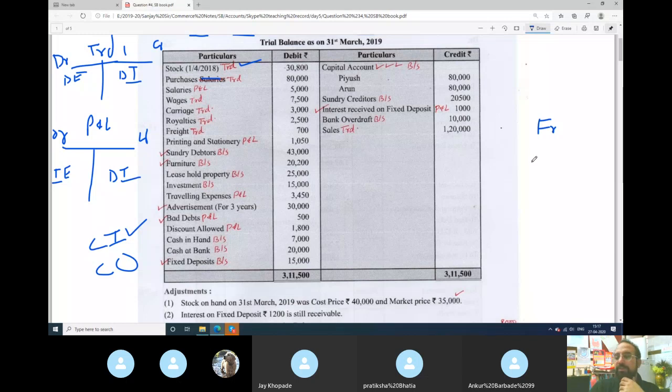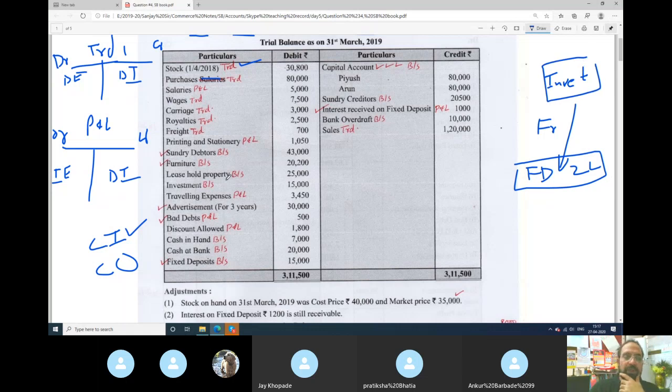Investment, now what is investment? For example, we made one FD, a fixed deposit of 2 lakh rupees in the bank. So what have we done? We made an investment. Investment is always an asset, so balance sheet. Traveling expenses, travel related expenses, are indirect expenses and will go to profit and loss.